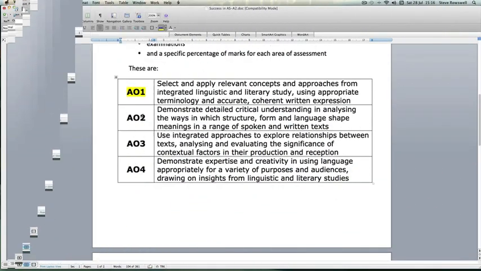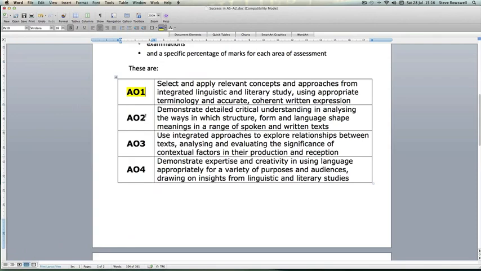Firstly, AO1, this focuses really on your writing skills and your actual ability to manipulate English in expressing your point of view and using technical language from English literature or even language to analyse effectively what you have read and show the examiner that you understand what you have read and you present a sophisticated argument.